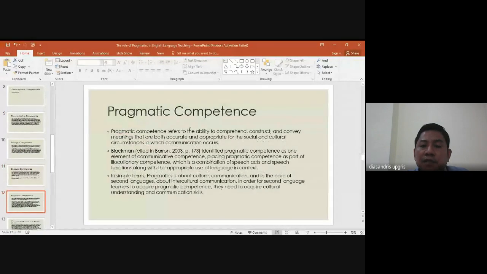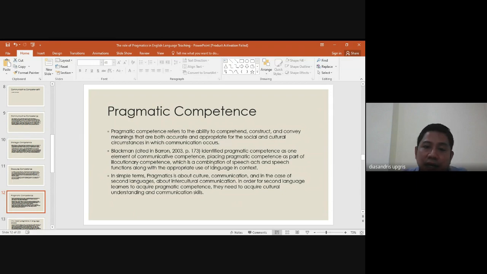So pragmatic competence refers to the ability to comprehend, construct, and convey meaning, that is the pragmatics, that are both accurate and appropriate for the social and cultural circumstances in which communication occurs. In every communication, we need to have this pragmatic competence. If we do not have pragmatic competence, then our communication becomes misunderstood, misleading, mismeaning, and so on and so on.